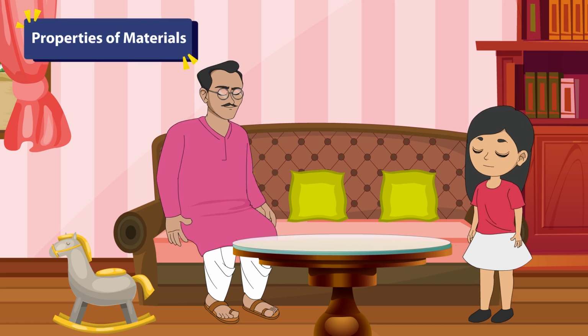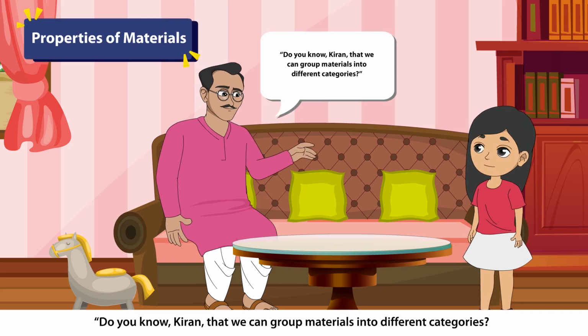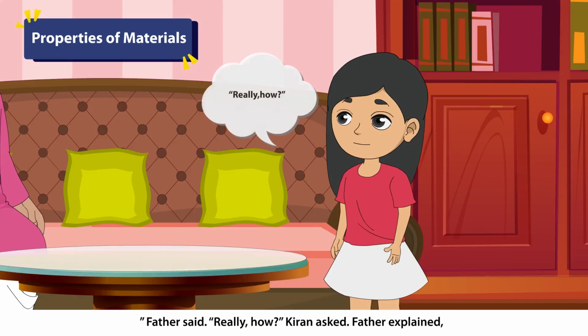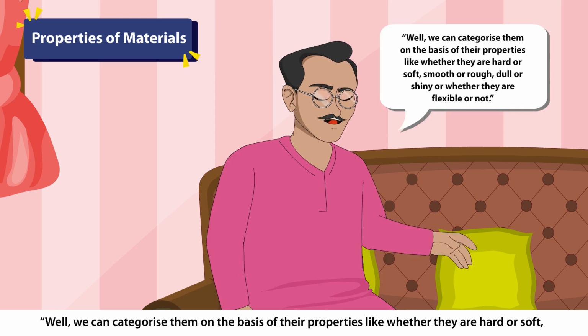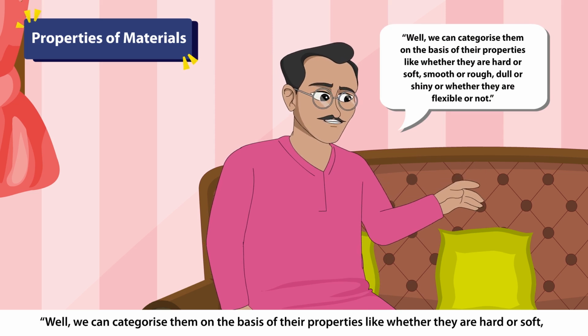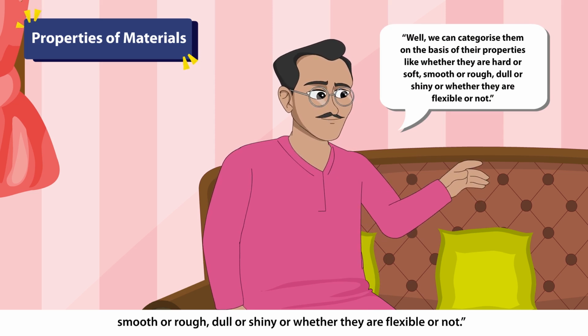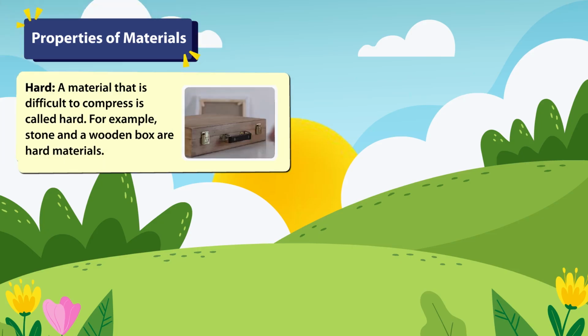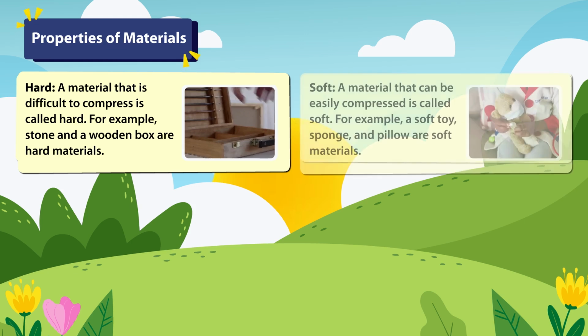Properties of materials. "Do you know, Kiran, that we can group materials into different categories?" Father said. "Really? How?" Kiran asked. Father explained, "Well, we can categorize them on the basis of their properties like whether they are hard or soft, smooth or rough, dull or shiny, or whether they are flexible or not." Hard. A material that is difficult to compress is called hard. For example, stone and a wooden box are hard materials.